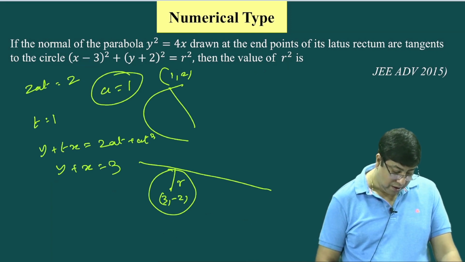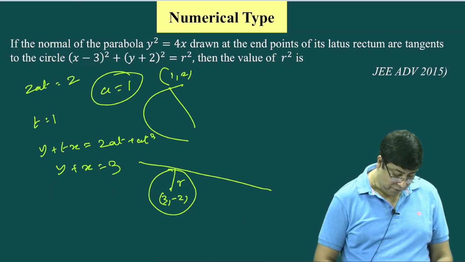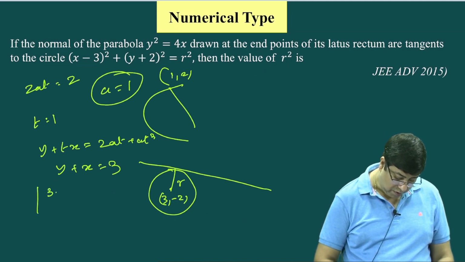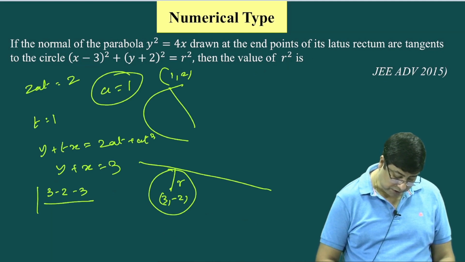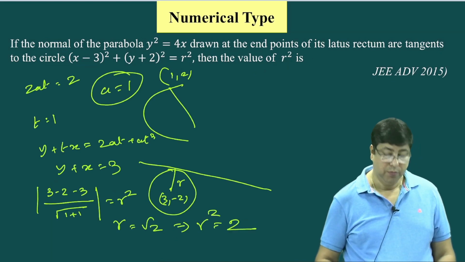If we apply the perpendicular distance formula, the distance from the center equals the radius. Therefore, we can write: the modulus of 3 minus 2 minus 3, divided by root over a square plus b square, that is root over 1 square plus 1 square, equal to r. Therefore, r equal to root 2, therefore, r square equal to 2.